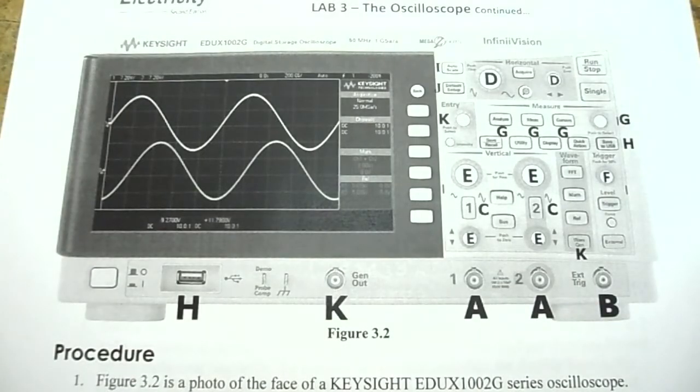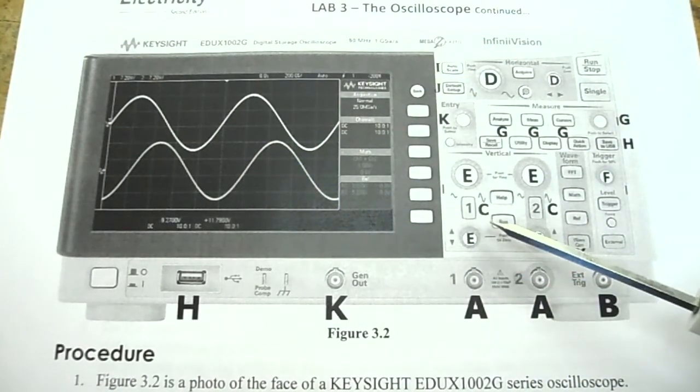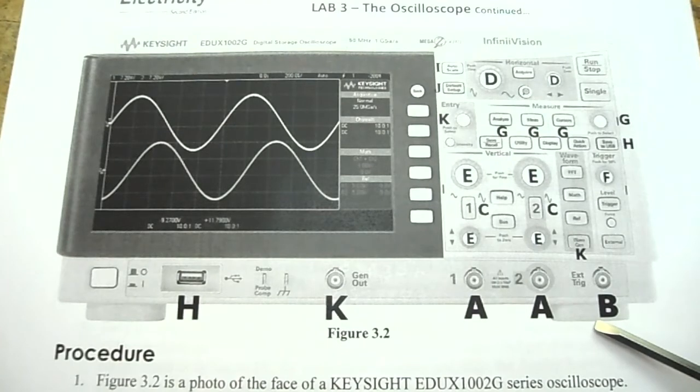So under procedures, step number one, it says figure 3.2 is a photo of the face of the oscilloscope. So you can see here I have a photograph of the oscilloscope, and they want you to compare this to the bench oscilloscope sitting in front of you, and they want you to identify the following elements. So A is channel 1 and channel 2 input connectors. So you can see I have them labeled here. So these are the two inputs. This is where your test leads connect to your oscilloscope. B is the external trigger.